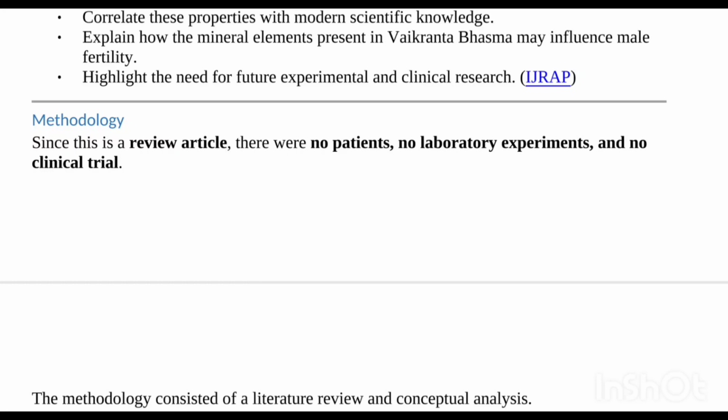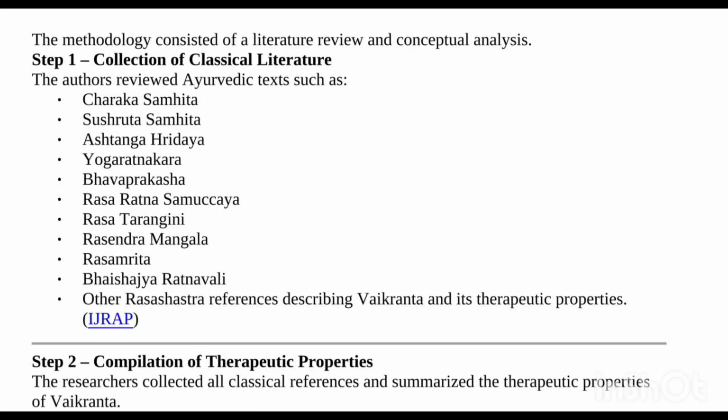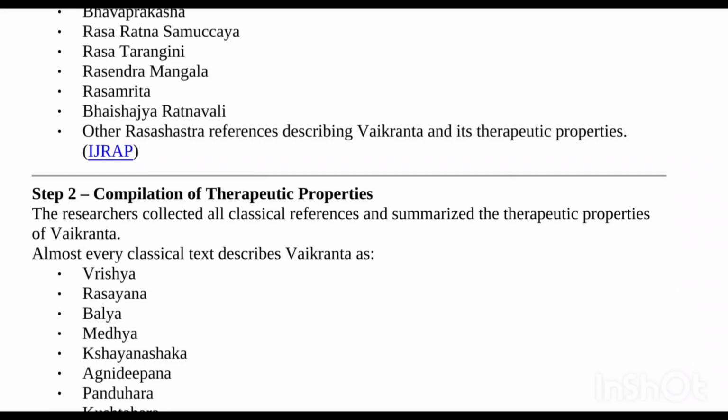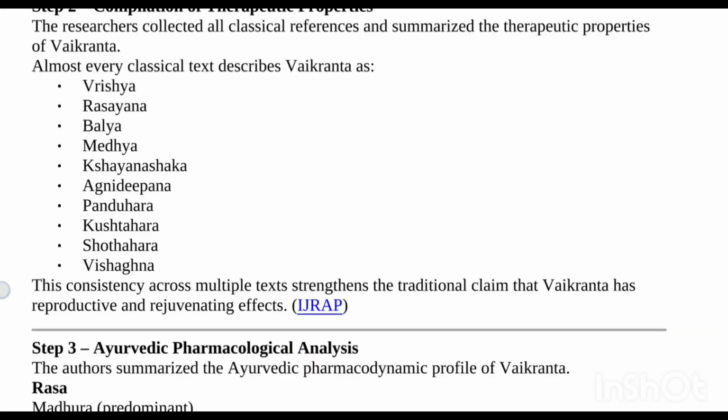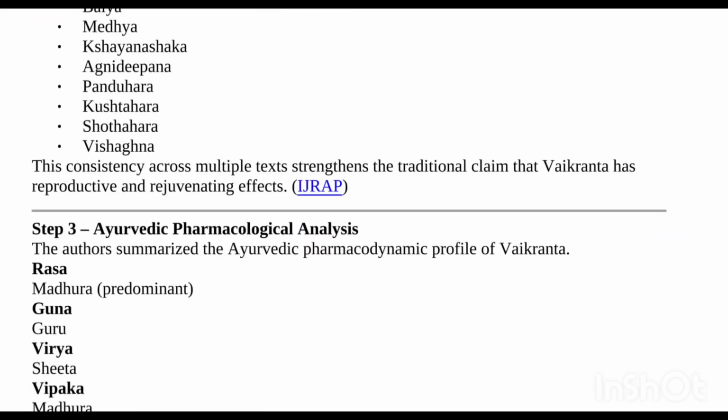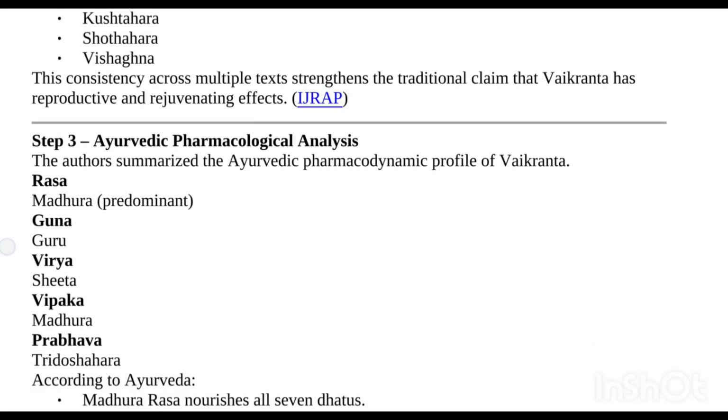In methodology, since this is a review article, there were no patients, no laboratory experiments, and no clinical trial. The methodology consisted of a literary review and conceptual analysis. In step first, collection of classical literature such as all Brihatrayis and Laghutrayis and Rasa Shastra books, and in step second, compilation of therapeutic properties from the above granthas or classical texts, which describe Vaikrant as Vṛṣya, Rasāyana, Balya, Medhya, Kṣṇashak, Agnidipan, Panduhar, Kuṣṭaghna, Śrotohar, and Vṛṣaghna.